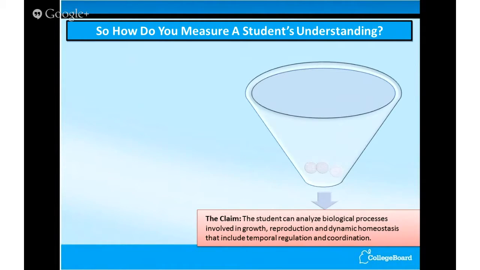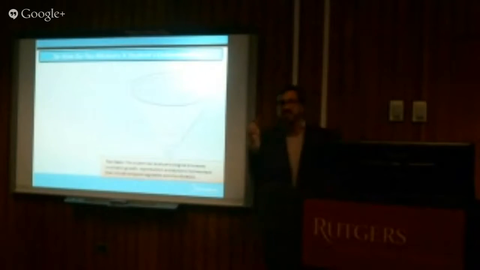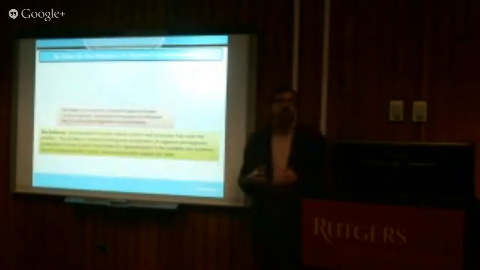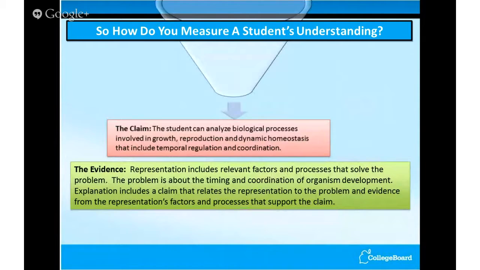So the claim basically says that the student can analyze biological processes involving growth, reproduction, and dynamic homeostasis that include temporal regulation and coordination. So a relatively specific claim. Let's take a look at what the evidence statement for that claim would be. So here's a possible evidence statement for this specific claim. Representations include relevant factors and processes that solve the problem. The problem is about the timing and coordination of organism development.